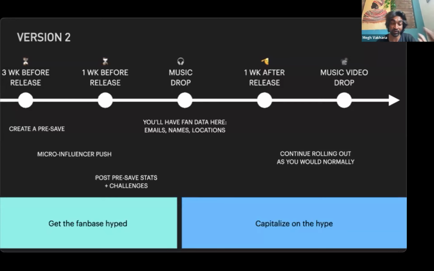I've seen an artist do this. One of the artists we work with did this. He made a music video and leaked it out. His fans were rabid, and they started making videos around it. He started posting the pre-save stats publicly. We knew the release date, but his fans didn't know the release date. So it was like, yo, I need to get 200 pre-saves for the next trailer. He hit 200 that night.